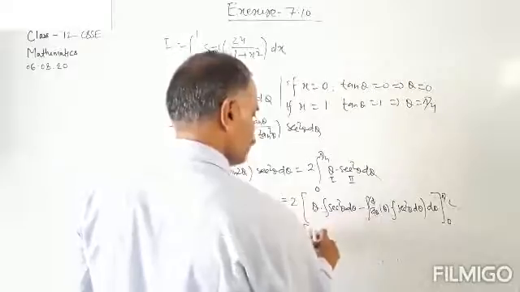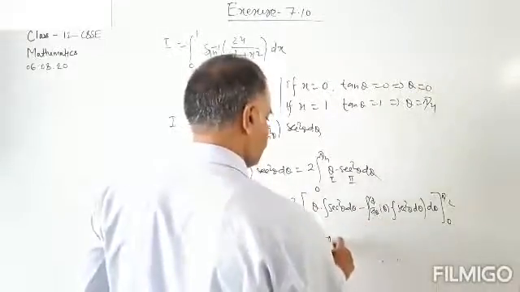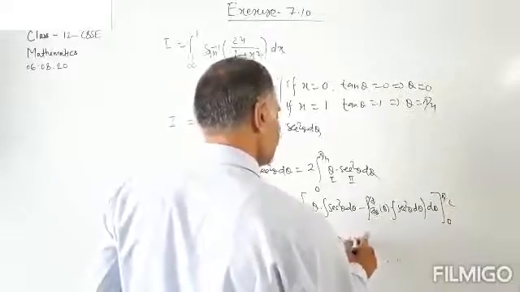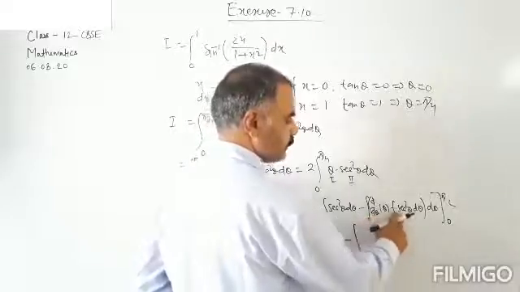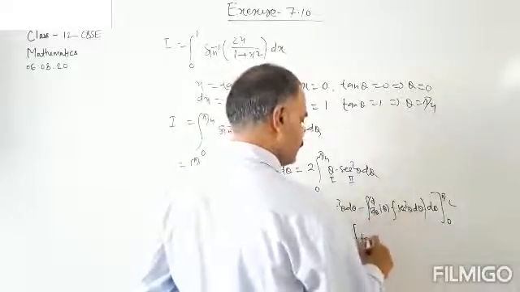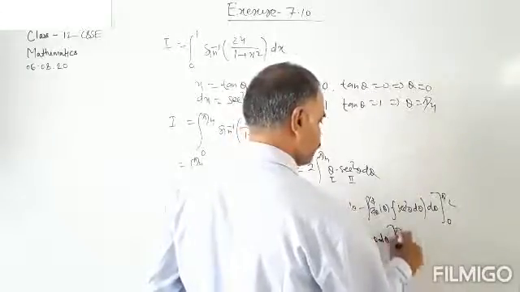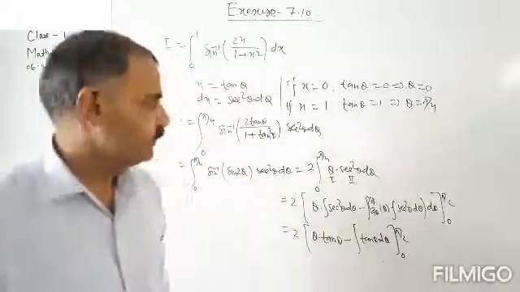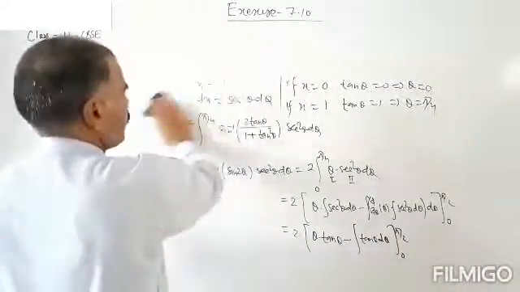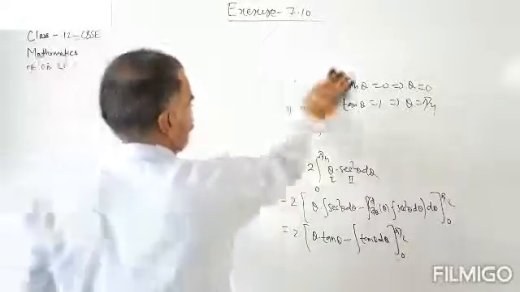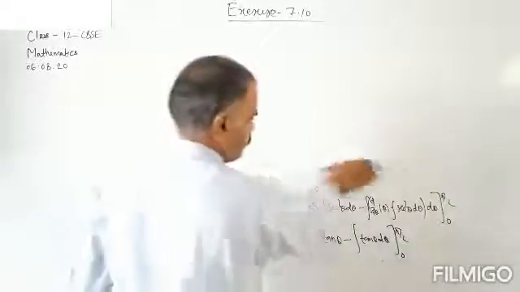Now theta into sec square theta. Integration of sec square theta is tan theta. So theta tan theta minus, differentiation of theta with respect to theta is 1, times the integration of sec square theta, which is tan theta, d theta, and the limit varies from 0 to pi by 4. Okay. Now what will be the next step? What is the next step in this integration? Write down the next step in your notebook.